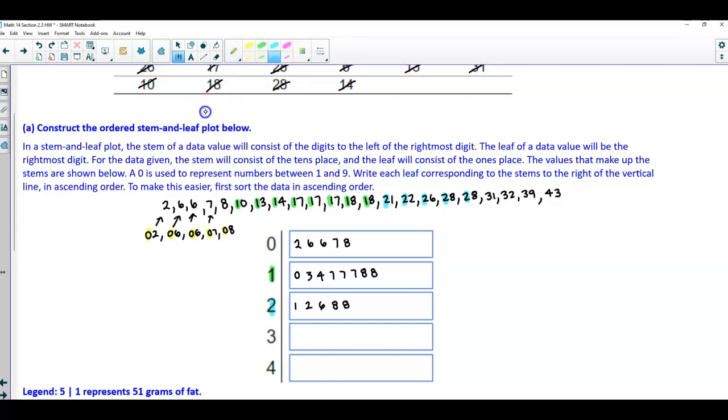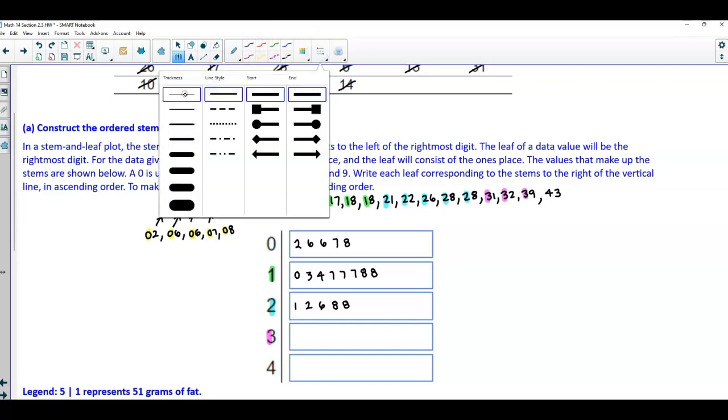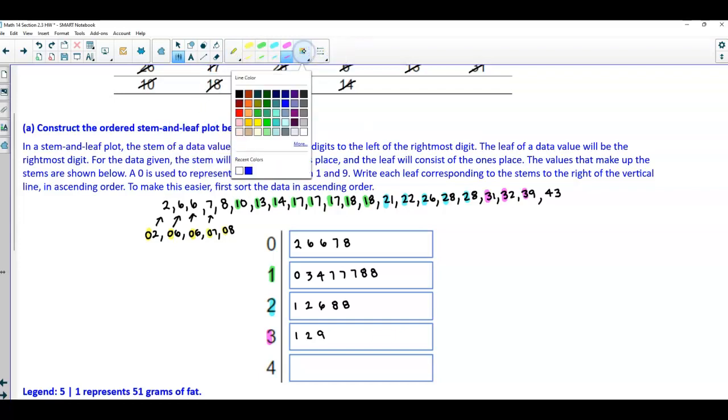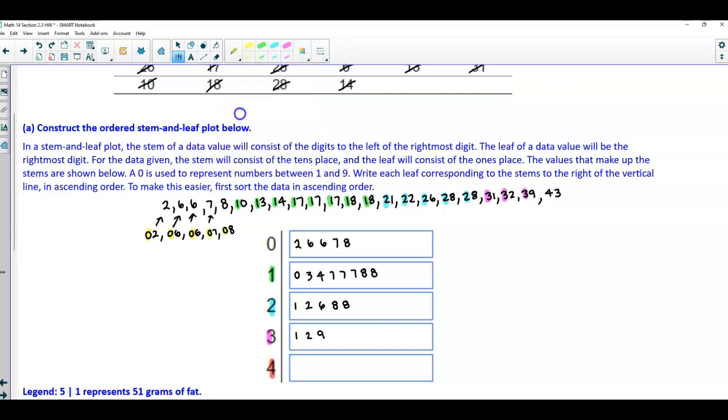Okay, our next stem is a 3. So those are our stems, and then we're going to write the leaves in the corresponding space. So we have a 1, a 2, and then a 9. Okay, and then the last one, we have a stem of 4, and the leaf of that 4 is going to be the value of 3.